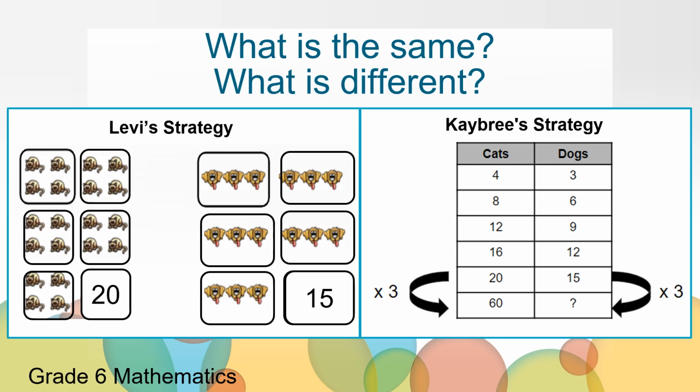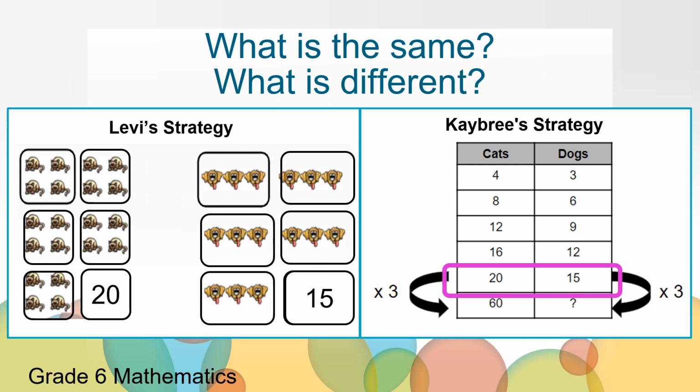We can see Kaybree's groups of cats and dogs in the 5th row of her table. Here we can see that both mathematicians used a multiplicative relationship to represent 20 cats and 15 dogs. You might have noticed that one way that their strategies are different is that Levi drew a picture and Kaybree used a table. Even though both mathematicians used that multiplicative relationship, Kaybree took it one step further.